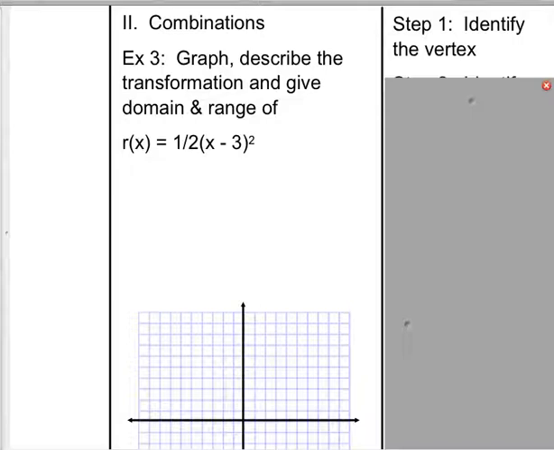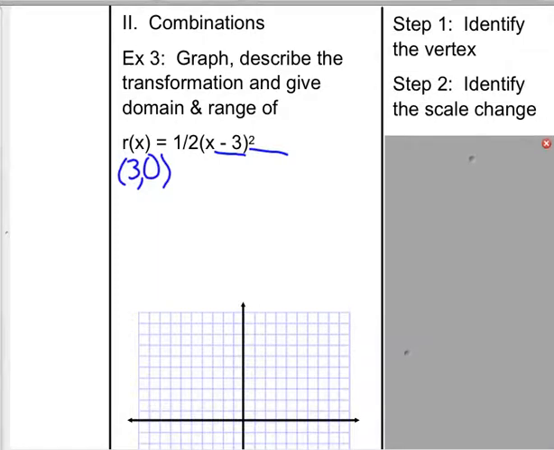All right, so I'm going to look at the horizontal change. It's inside the parentheses. It looks like I'm shifting left, but it's not. I'm shifting right. And there's no plus or minus outside the parentheses, so I'm going up or down 0. Step 2, what is the scale change?